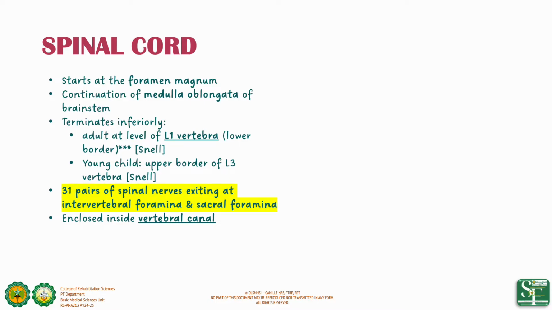Okay. Now, we have 31 pairs of spinal nerves. Nababanggit ko na yung spinal nerve roots. So, these are nerves that will arise from the spinal cord itself. No? So, we have again 31 pairs, and they are classified or divided into categories. We have the cervical, the thoracic, the lumbar, and the sacral. And all in all, we have 31 pairs. Left and right yan, no? And then it's enclosed inside the vertebral canal.